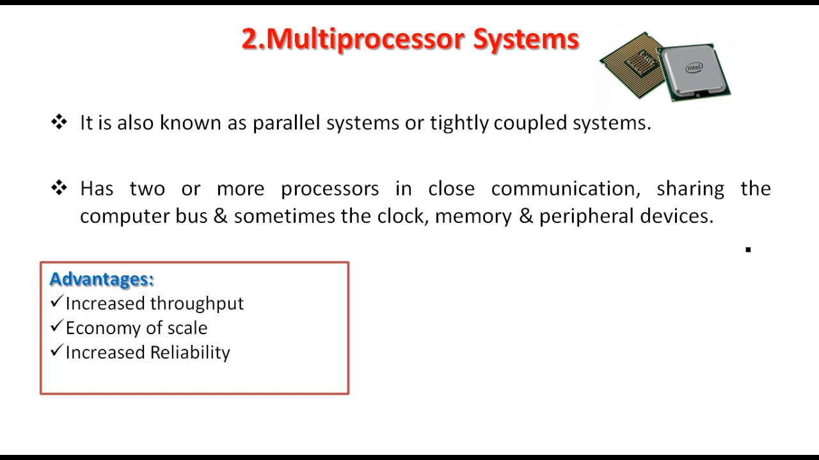Scale means we can get many peripheral devices, memories, buses, etc. to communicate with each other. So if we compare to single-processor systems, multiprocessors are beneficial. Therefore it is an economy of scale. The third is increased reliability.